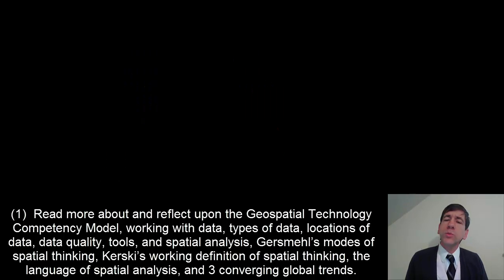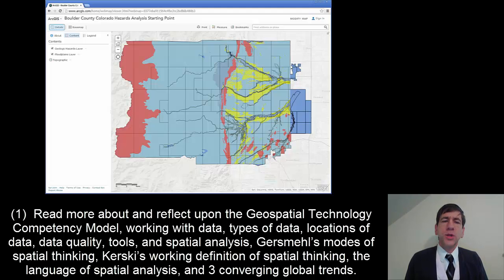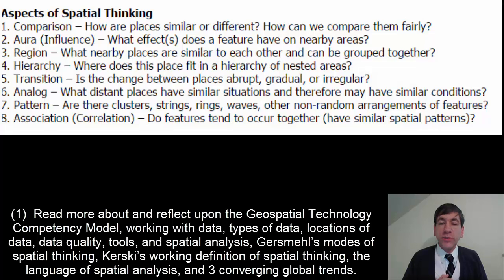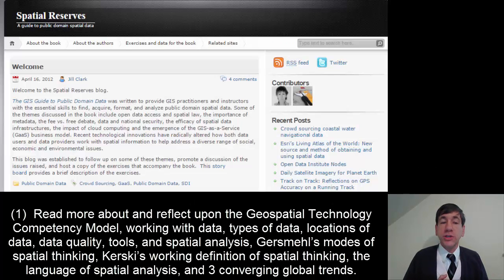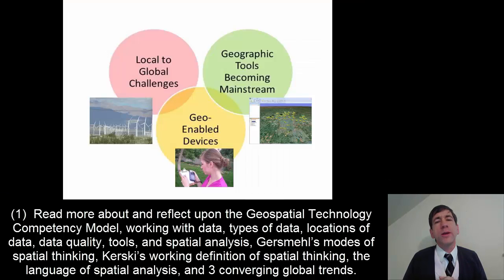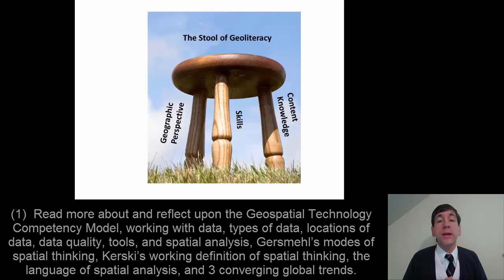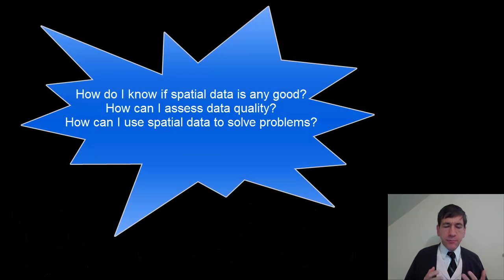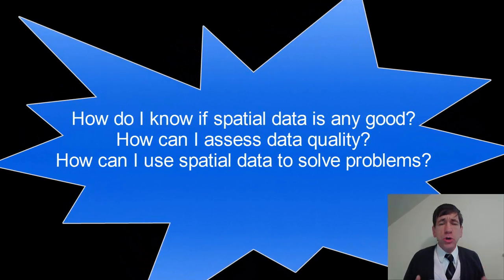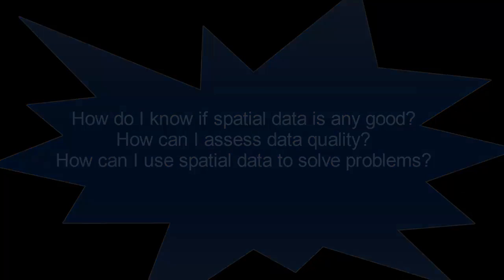So we're going to be working with data, types of data, locations of data, data quality, tools and spatial analysis. Gersmel's modes of spatial thinking, my own working definition of spatial thinking, the language of spatial analysis, and 3 converging global trends, which I think are very pertinent to not only this module but this course. So think of part of what we'll do as, how do I know if spatial data is any good, and how do I assess its quality, and how do I use it to solve problems?